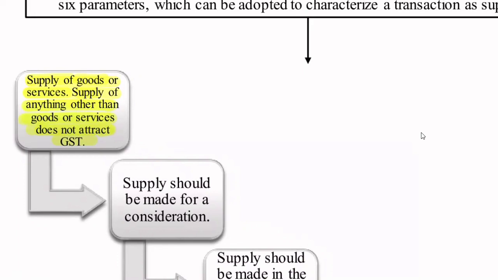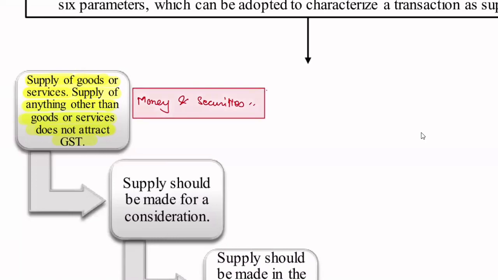Can you give an example on the exclusion? Like on the exclusion, you will see money and securities. Because whenever we read the definition of goods and services, we'll see that money and securities are neither goods nor a service. So whatever you do with money and securities won't be taxed.